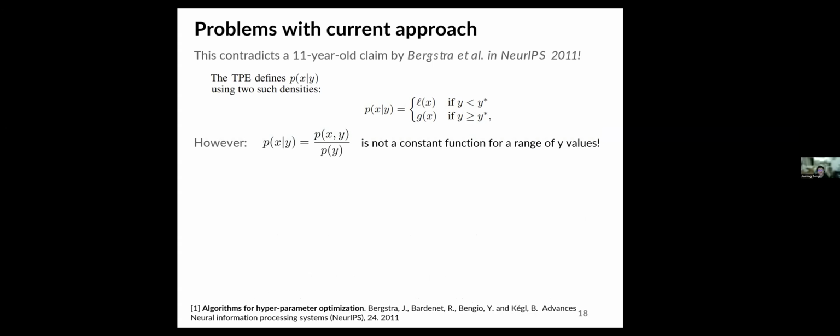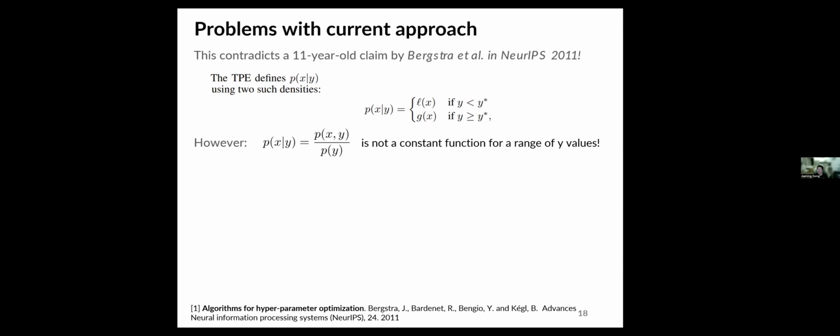First of all, they claimed that you define the probability of p of x given y as this piecewise function, like a step function essentially. They said that p of x given y is some function l of x if y is smaller than the threshold, and it's g of x if y is greater than the threshold. This works if you're defining p of x given y smaller than some threshold. But here you are actually defining the function over a particular y. And by Bayes' rule, it's actually just p of x, y divided by p of y. So it is not actually a constant function for a range of y values. If y is smaller than the threshold, p of x given y still depends on y. So you can't just characterize it with one function or another function.